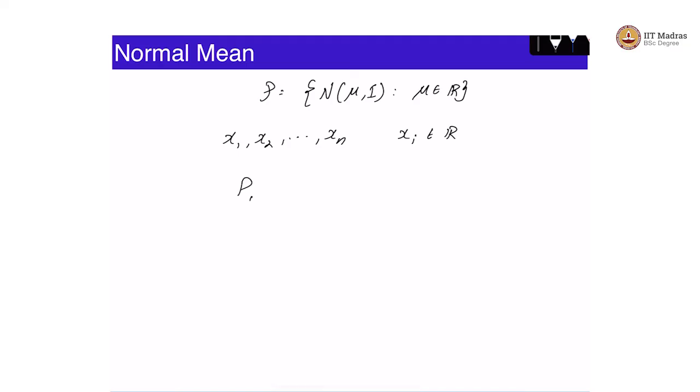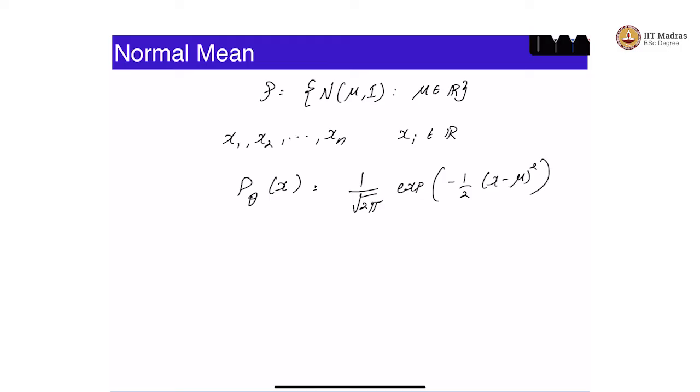What is p theta of x? Well, that's simply 1 by root 2 pi times exp of minus half into x minus mu the whole square. I'm going to use theta and mu interchangeably, because theta is the general parameter and mu is simply the notation I'm using for the normal random variable. This is simply the density function of the normal random variable.